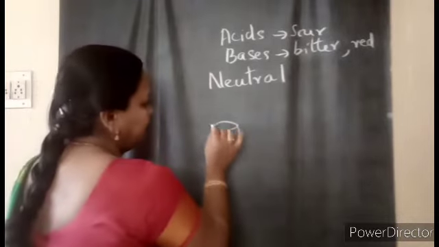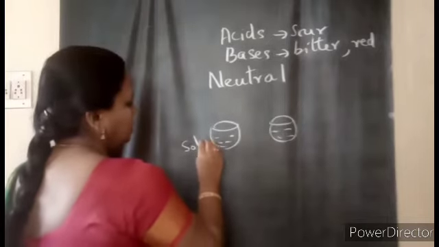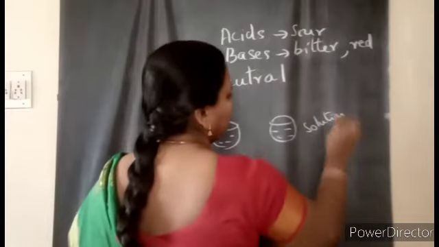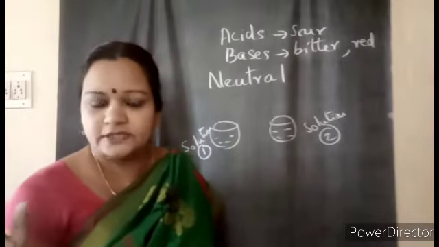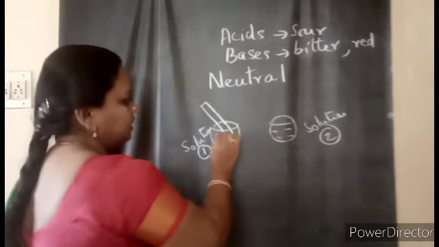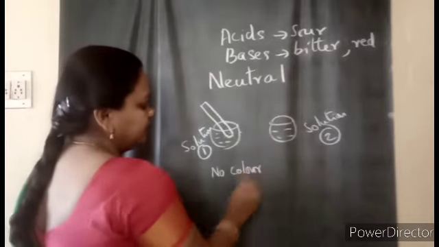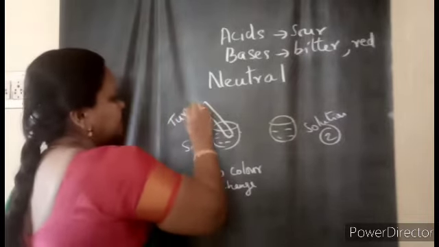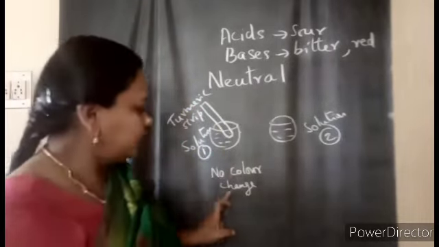Now we will take two bowls. In this there is some solution, and in this also one solution: solution 1, solution 2. The task given to you is to find out whether each is acidic or basic. When you take the turmeric strip like this and dip it in the solution, there is no color change in the turmeric strip. You can add turmeric solution also, so that there is no color change.